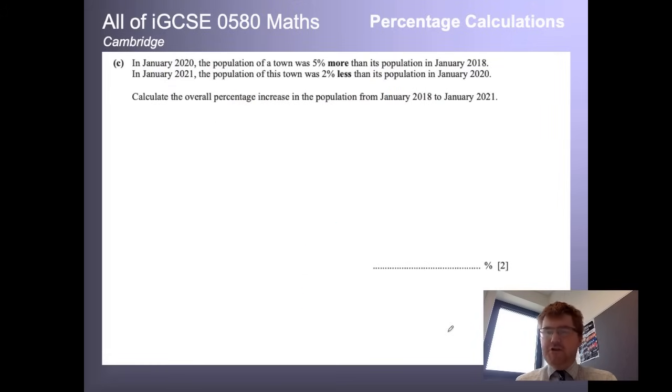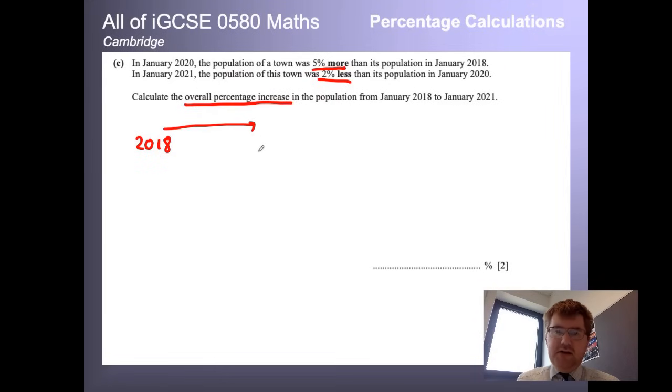A slightly different question, which I thought was quite interesting here. So read this carefully. In January 2020, the population of a town was 5% more than its population in January 2018, but then in 2021, the population of the town was 2% less than its population in January 2020. And we want the overall percentage increase in the population. So the way we do this, let me draw a little diagram out here. So we've got 2018, then we get to 2020, and then finally we get to 2021.